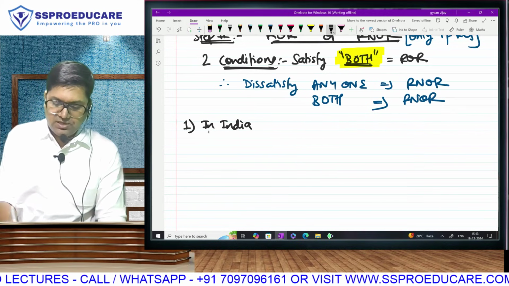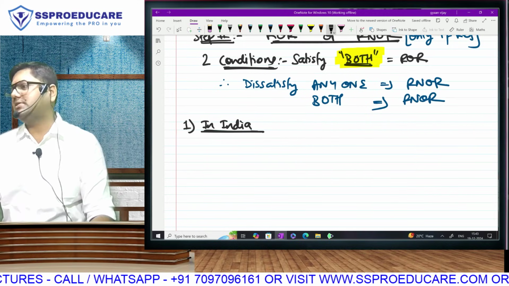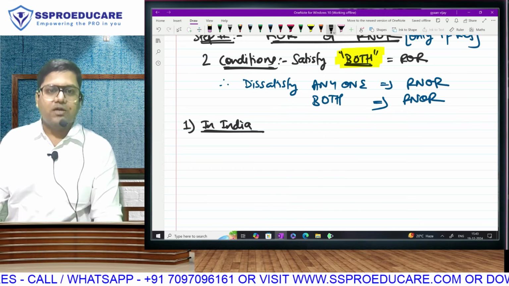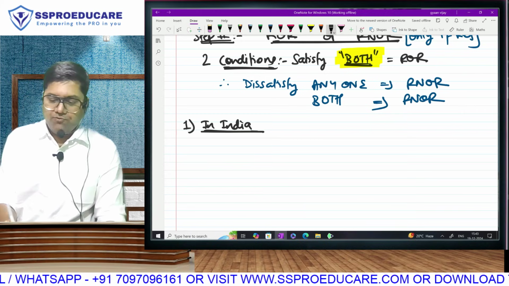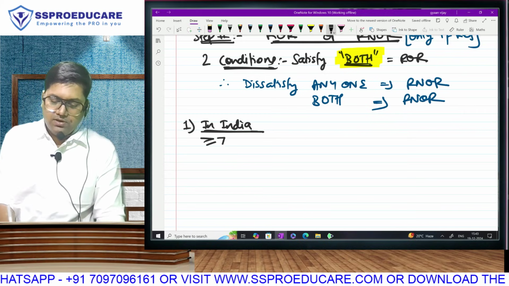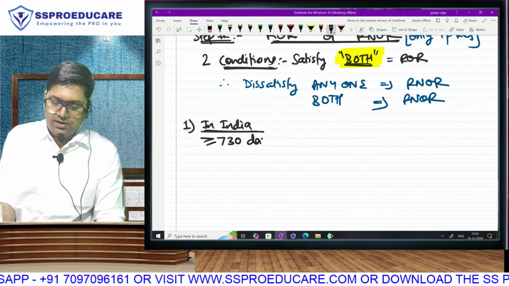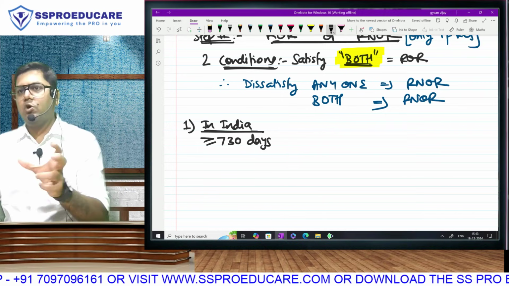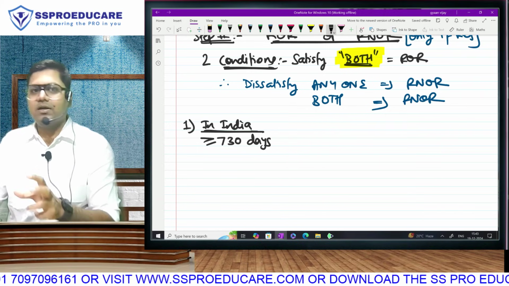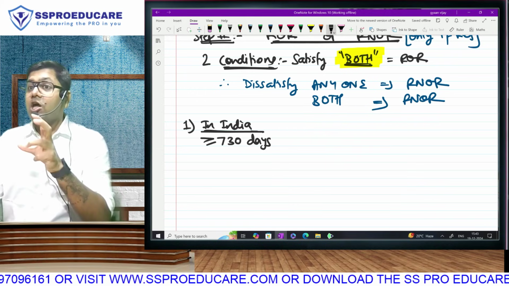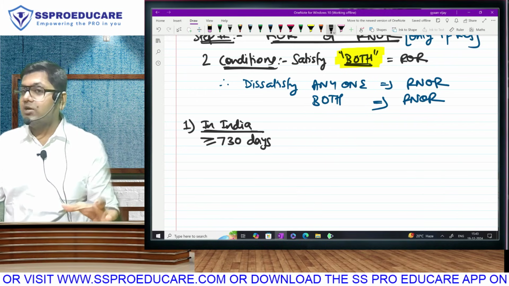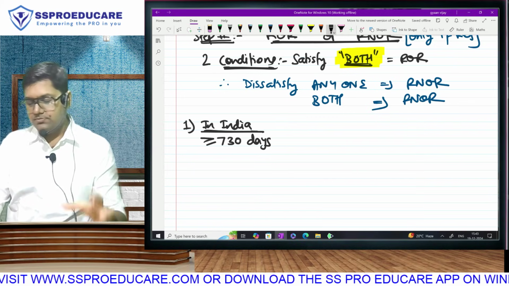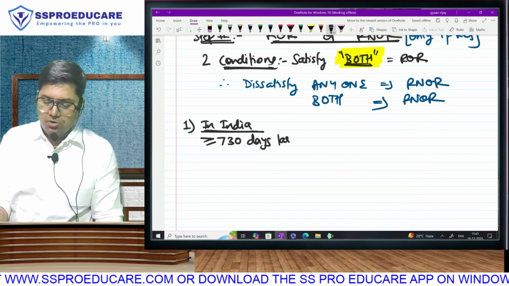Condition 1, once again, physical presence. So 60 was physical presence, 182 was physical presence, 365 was physical presence. Next, one more time, physical presence. If you have been in India for a period of 730 days or more, equal to or more than 730 days, during the 7 immediately preceding previous years. One more time, please: 7 immediately preceding previous years.